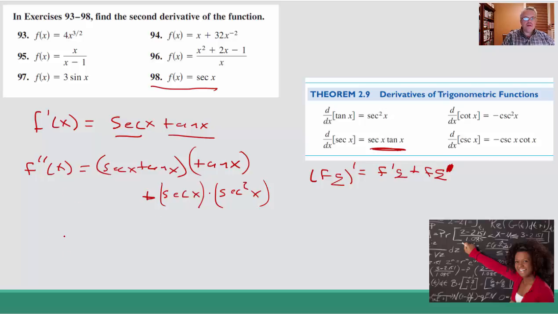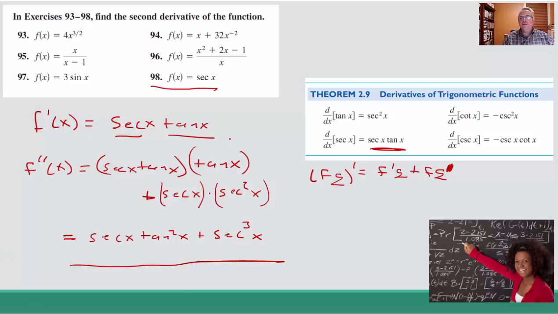So now I just got to simplify a little bit. This is the product of three things. Tangent x times tangent x is tangent squared, so I can say secant x tangent squared x plus secant x times secant squared would be secant to the third x. There we go. So sometimes second derivative and third derivative can be kind of complicated because we may need the product rule or quotient rule.